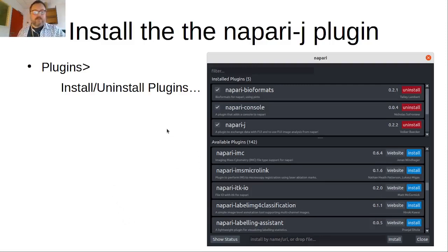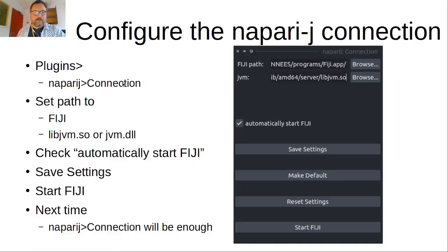Now the first time you have to do some configuration. You go to plugins, Napari-j connection after the installation, and you tell it where to find FIJI and where to find the Java virtual machine. Now you can check the automatically start button like this, so you don't have to manually start FIJI the next time you make a connection.